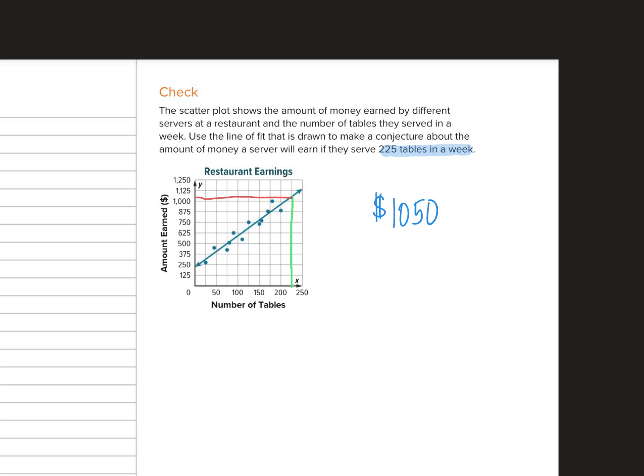Okay, so now you're going to do some practice on drawing your line of fit. Remember, you're keeping roughly half the points above, half below. And then you're going to use the line of fit you drew to make a prediction.